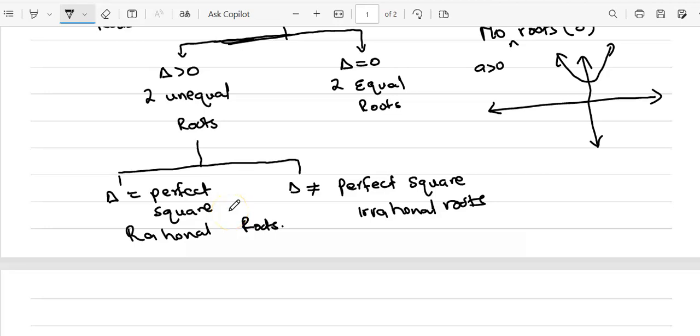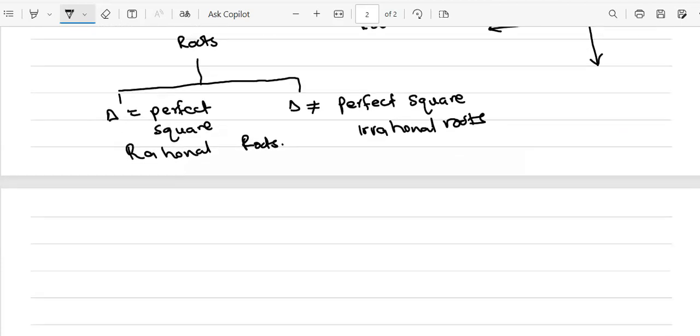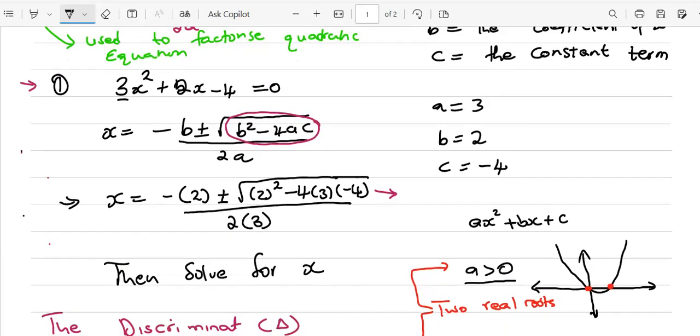Okay guys, welcome to the second video on the nature of the roots. If you understand everything we discussed in the first video, please note that the rest becomes 10 times easier. Remember we talked about the discriminant.